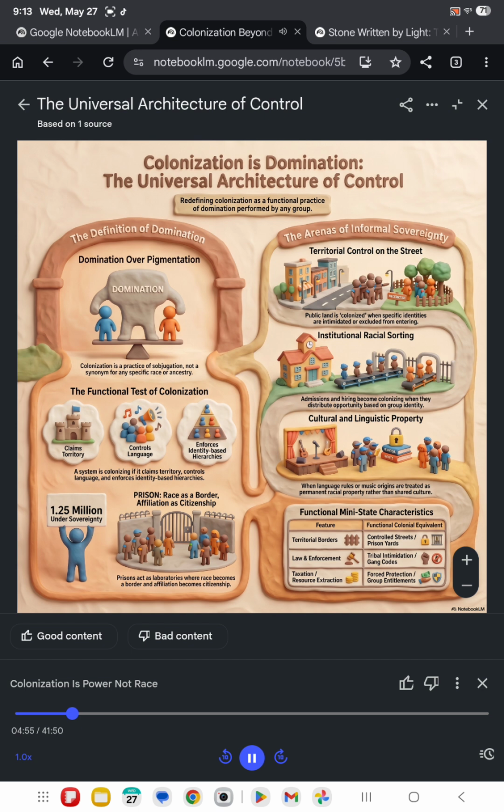It is not immigration. It is not the simple act of migrating to a new place, and it is certainly not whiteness or European ancestry. It is the specific, mechanical act of dominating another group.